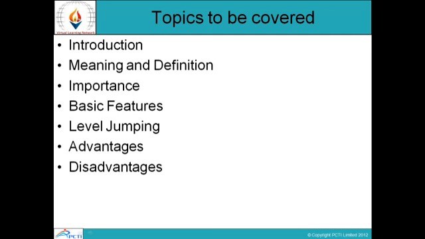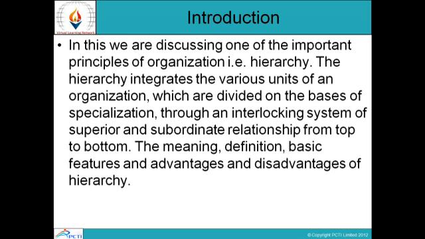Topics to be covered: Introduction, Meaning and Definition, Importance, Basic Features, Level Jumping, Advantages, Disadvantages.